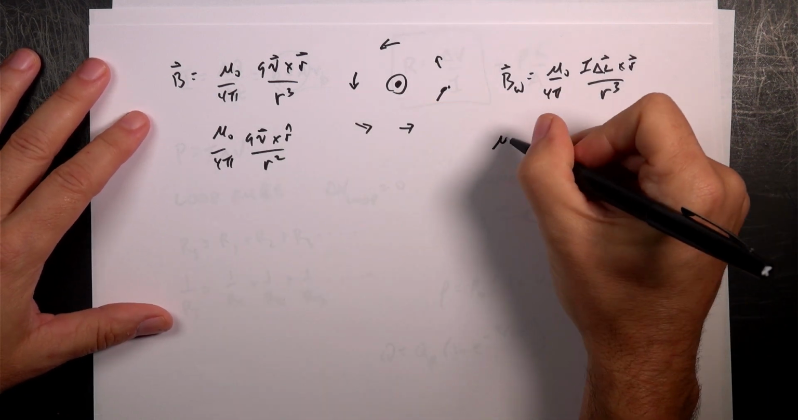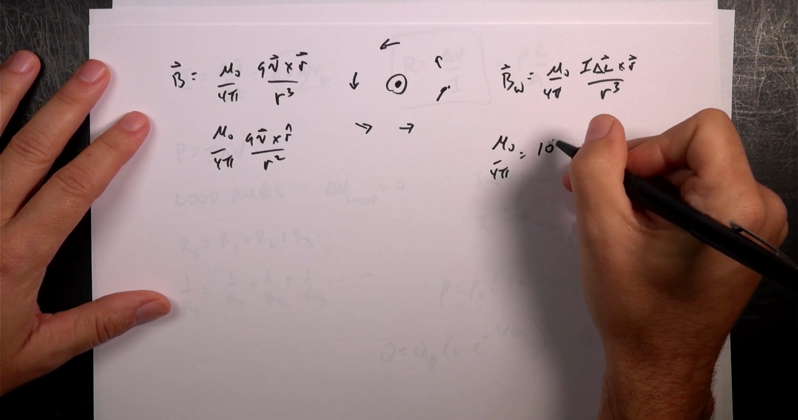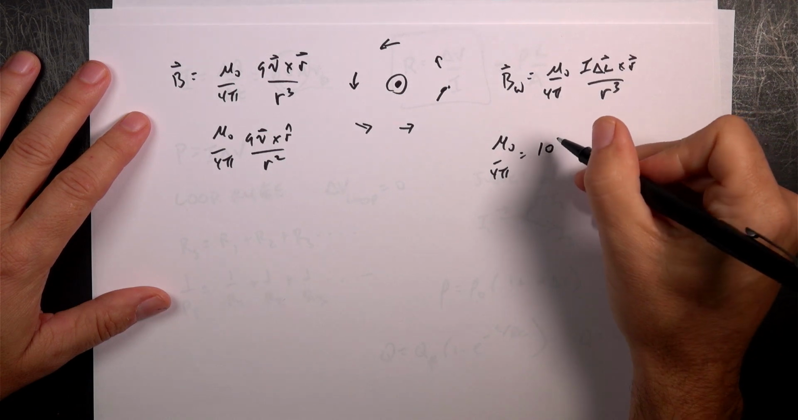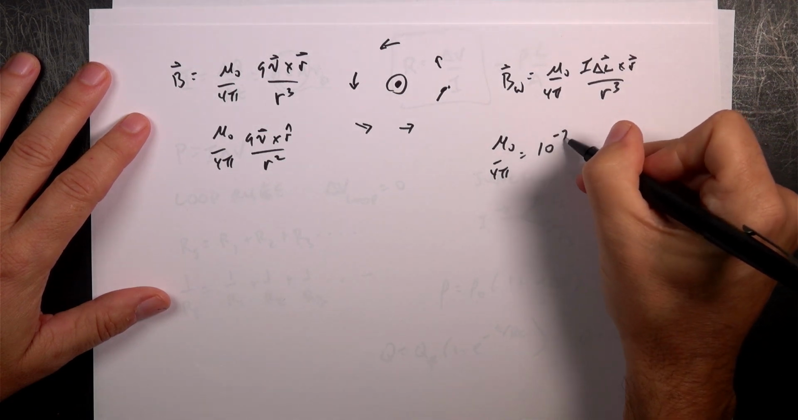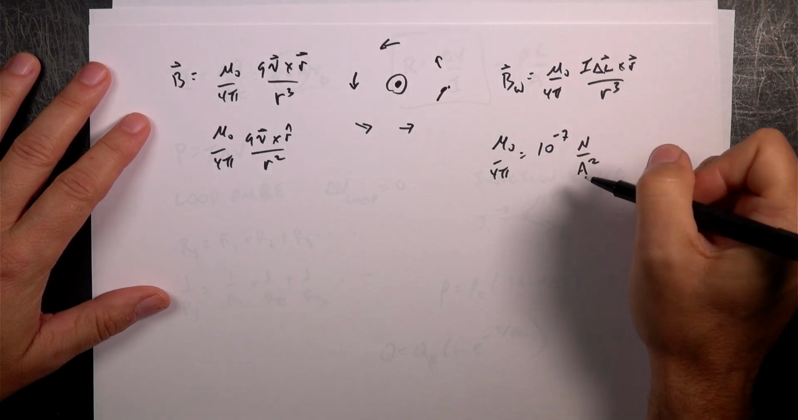So I guess I should say mu naught over 4 pi is 10 to the negative 7th. And I have that as newtons per amp squared. I'm not sure if that's right. I think that's right.